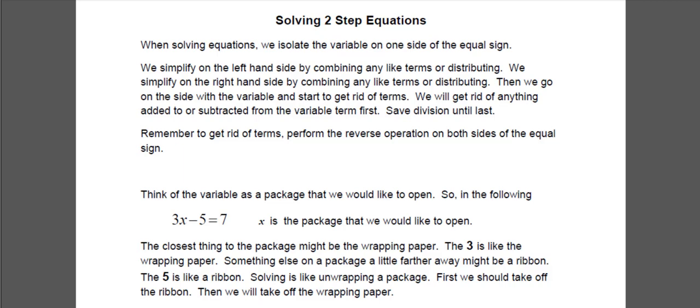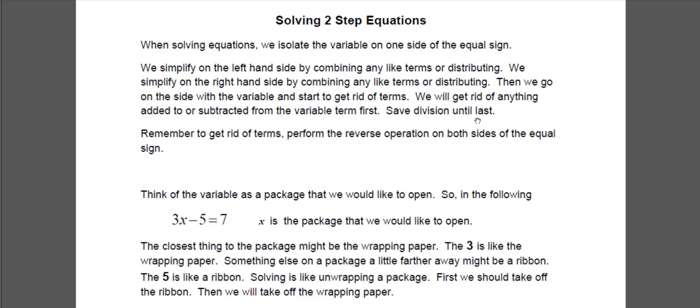Solving two-step equations. When solving equations, we isolate the variable on one side of the equal sign. We simplify on the left-hand side by combining any like terms or distributing. We simplify on the right-hand side by combining any like terms or distributing. Then we go on the side with the variable and start to get rid of terms. We will get rid of anything that's added to or subtracted from the variable term first.